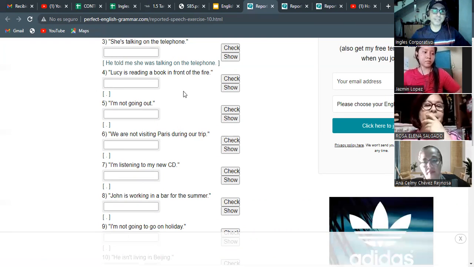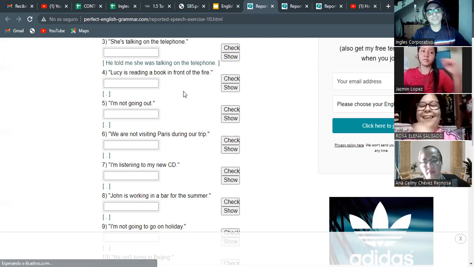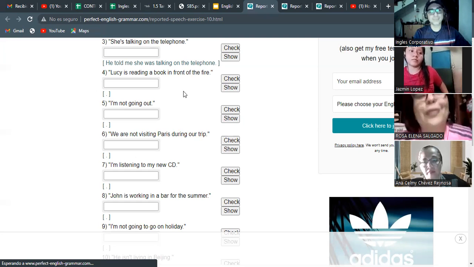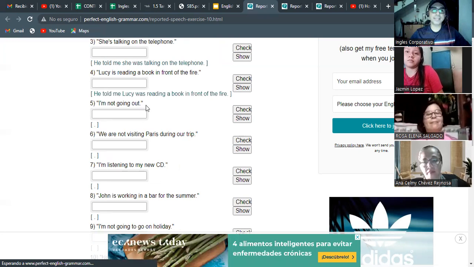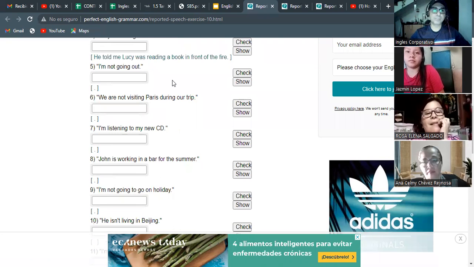Number four: Lucy is reading a book in front of the fire. Lucy, oh, that is nice. Was reading a book in front of the fire. Very good. He told me Lucy was reading a book in front of the fire. Oh, well, here it is. Lucy was reading. Good, nice, perfect.